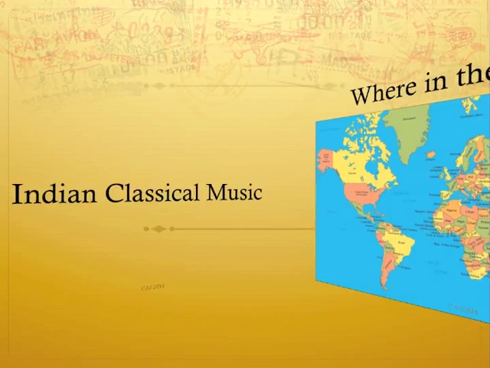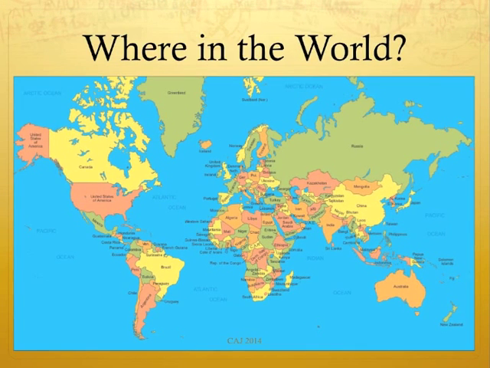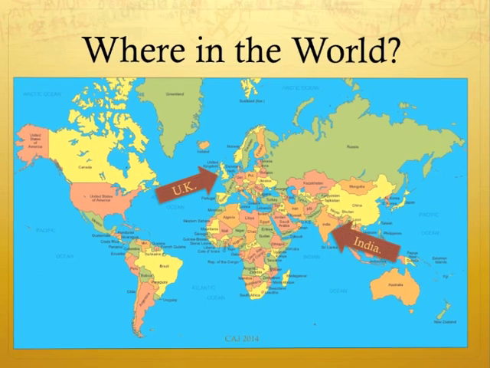First thing we need to know is whereabouts in the world Indian classical music comes from. Now the clue is in the title. It obviously comes from India, but whereabouts is that? Well, we're over here in the UK and India is to the east of us, all the way over there. So that's where Indian classical music comes from.